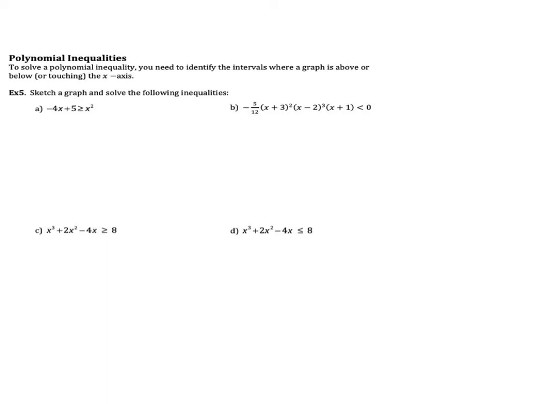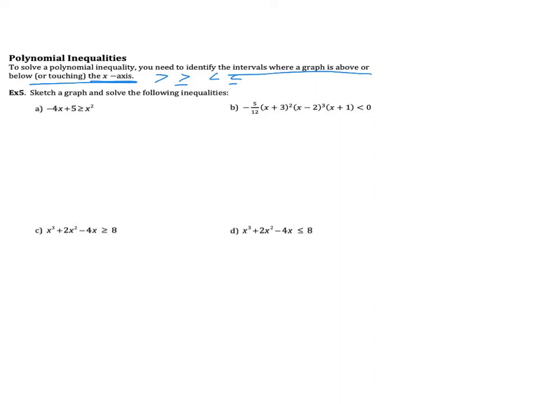Okay, and finally, we have our polynomial inequalities. So how do we solve for a polynomial inequality? Well, we're going to have to just identify the interval where the graph is above or below the x-axis based on our inequality sign. Is it a greater than or equal to sign, less than or equal to sign? So I'll do the first example for you, or I'll just do all of them. We'll see how it goes.